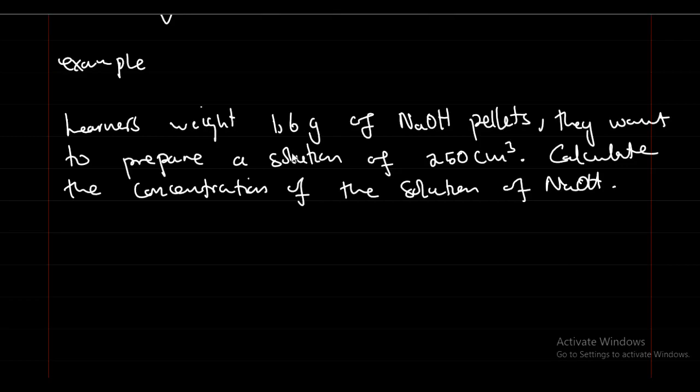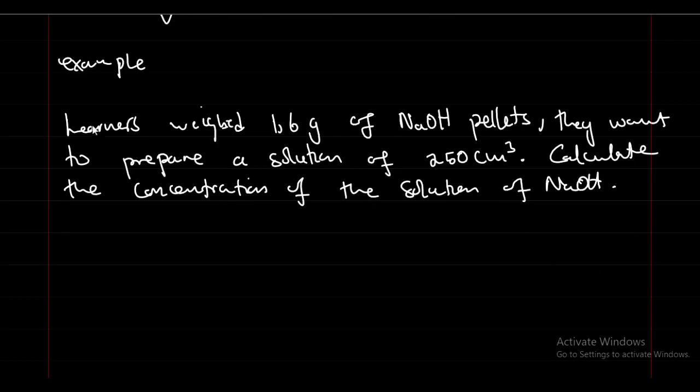So now the learners have weighed, I'm not so sure about the spelling, but yes, the learners weighed 1.6 gram of sodium hydroxide pellets, and then I think it should be like this. Yeah, so they have weighed 1.6 gram of sodium hydroxide pellets. They want to prepare a solution of volume 250 cubic centimeters. So calculate the concentration of the solution.